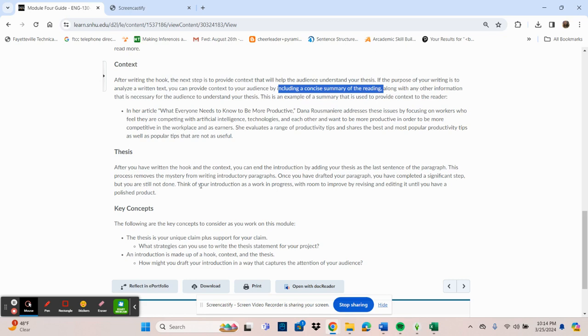Once you've drafted your paragraph, you have completed a significant step, but you're not done. Think of your introduction as a work in progress with room to improve by revising and editing it until you have a polished product. And that's really important. That means you're going to finish your introduction for your assignment for this week, but don't feel married to every word in that introduction because it might get tweaked, it might get revised, it might get edited as you continue to work on your paper and prune it into what you want, and that is okay. All good writing has been through extensive revision and editing.